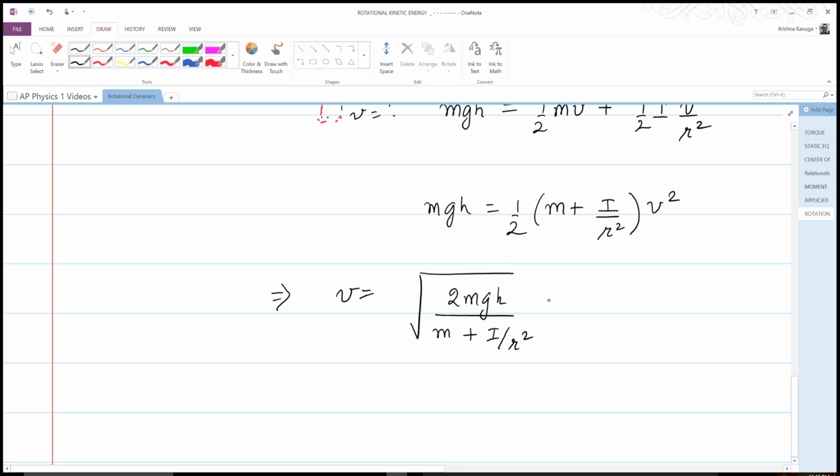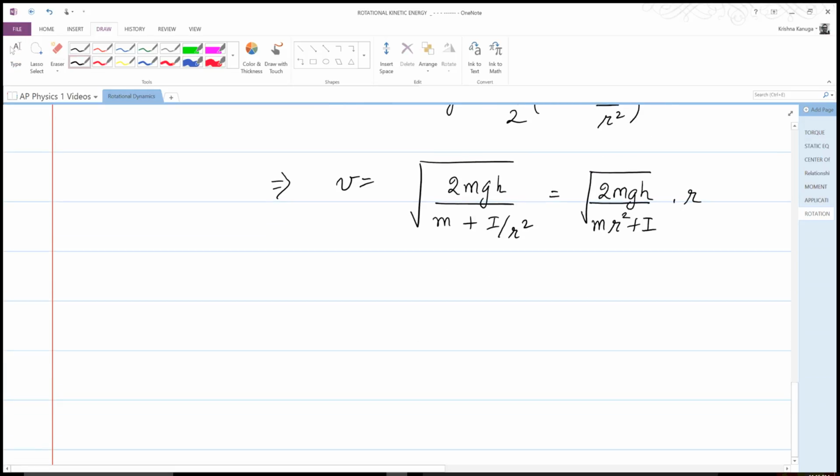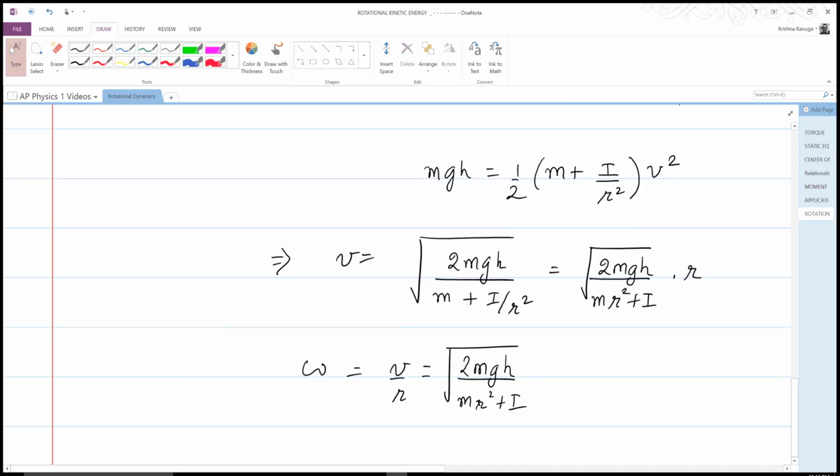I could simplify this and rewrite this as the square root of 2mgh over (mR squared plus I), all multiplied by R. The R squared basically just comes out of the radical sign, and this will also give us omega as simply v over R, so that ends up being equal to the square root of 2mgh over (mR squared plus I). So we used energy ideas and we end up getting everything in one shot.